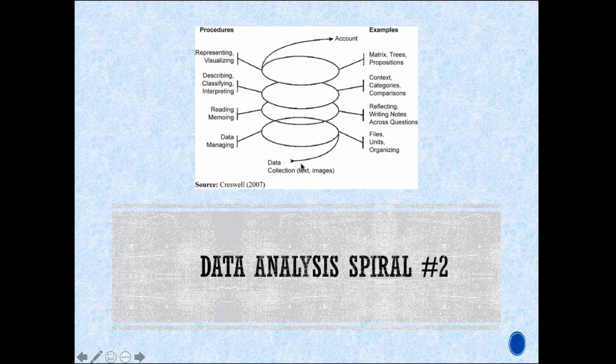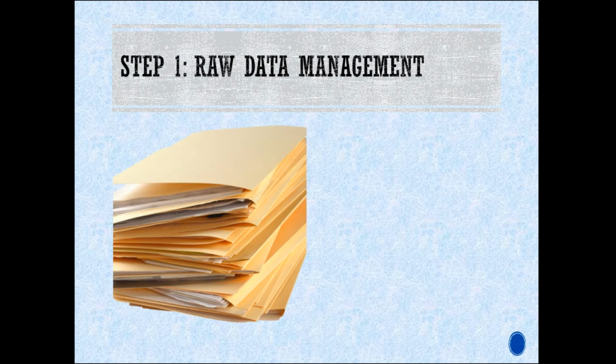Or the second one, where we start here with the procedures. We start from here. So data collection could be in text or image, and then we manage the data, for example, as file units or organizing. And then after we manage the data, we read and read and read, and here reflecting, writing notes line by line, and getting the codes. Then after that, we describe, classify, and interpret context. We develop categories, and we compare between them. Then representing, visualizing, where matrices, trees, and propositions will occur. Then we come to the account or the image of the theory, or explaining, or telling the story.